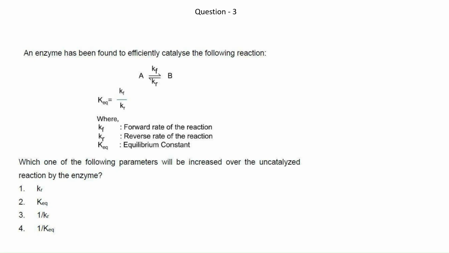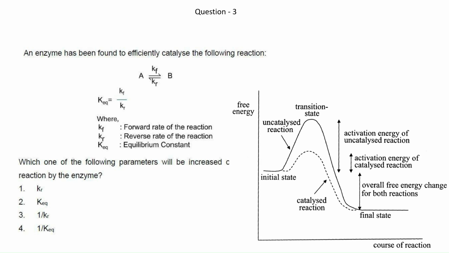Now, which one of the following parameters will be increased over the uncatalyzed reaction by the enzyme? Our options are: first, K reverse; second, K equilibrium; third, 1 by K reverse; and fourth, 1 by K equilibrium. Now, to answer this, we have to take a look at what is the difference between catalyzed and uncatalyzed reaction.